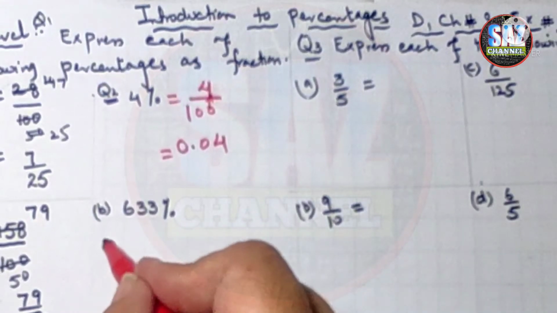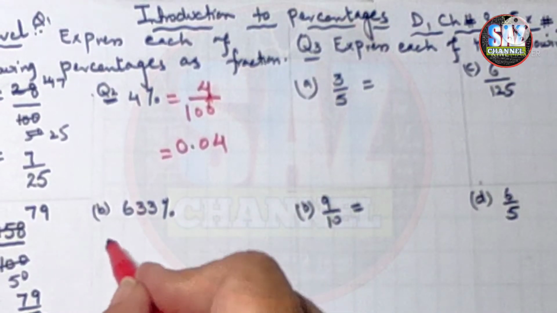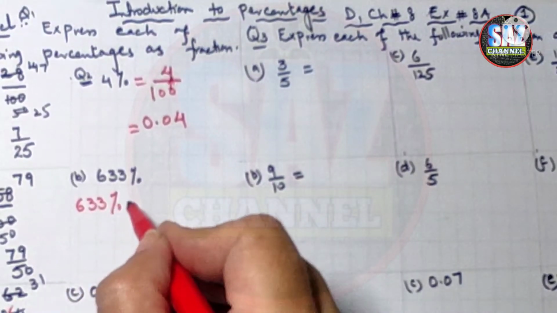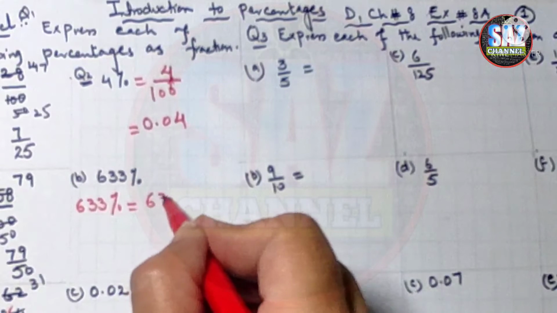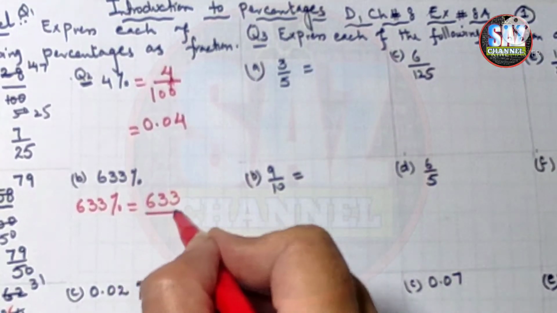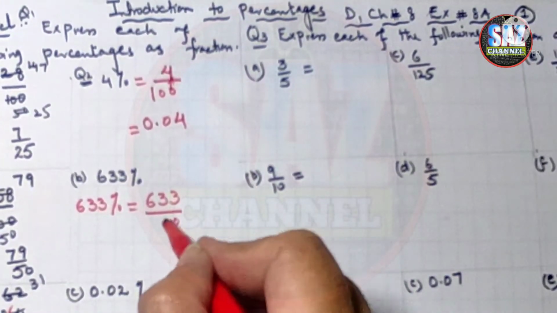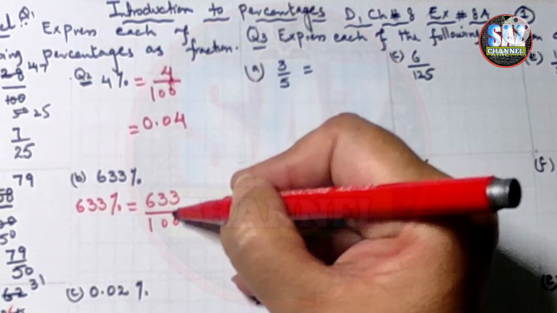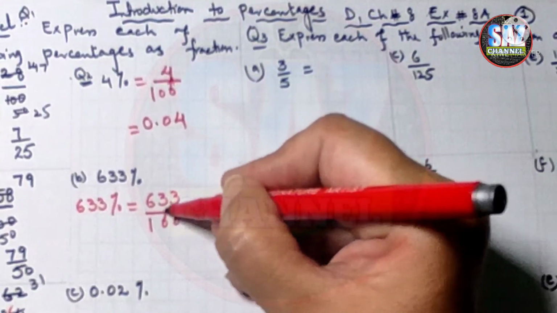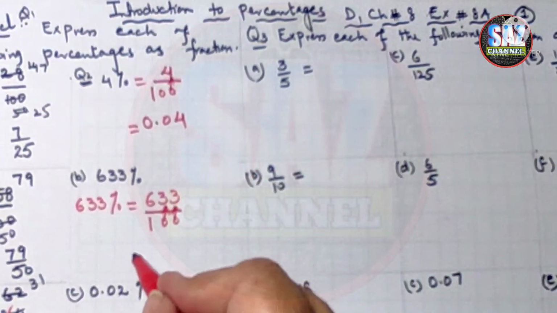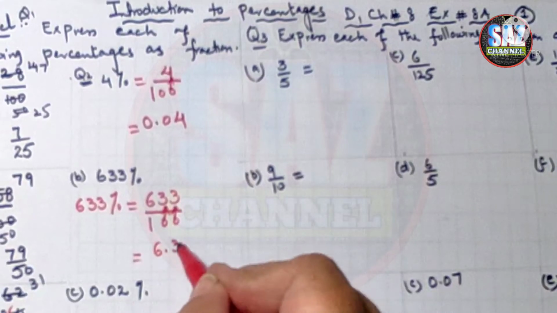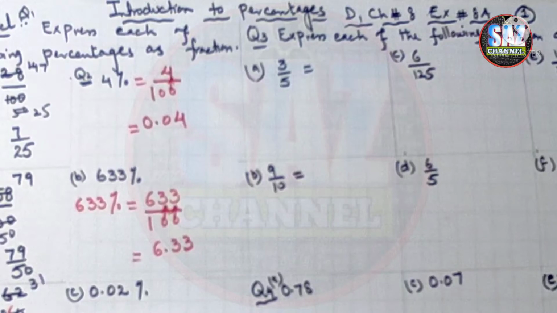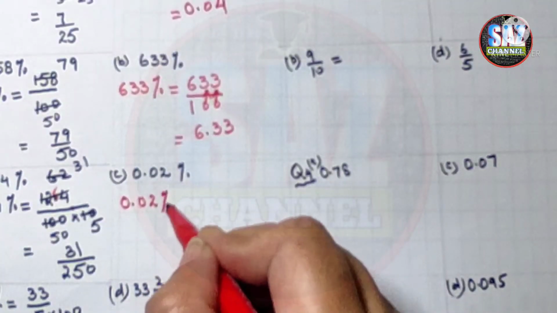Moving to the second part, which is 633%. Now again the rule is same: remove the percentage sign by dividing it by 100, and the next task is that we have to give the answer in decimal. This 0 has a number at the top, this 0 has a number at the top, so this will become 6.33. Very easy questions. Okay, and moving to the next part, 0.02%.